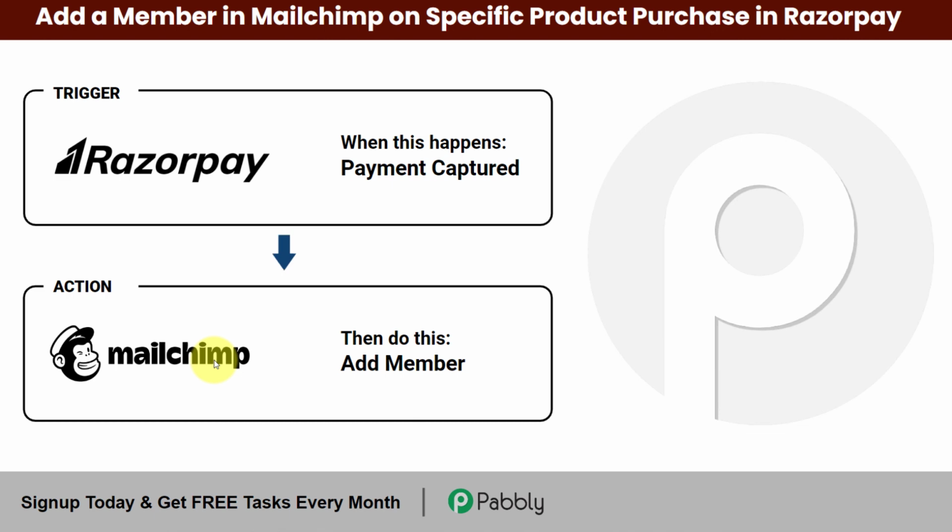Now, how can we do that? For this, we will have to integrate the two applications, and we can do the same using Pabbly Connect. So here your trigger application will be Razorpay and your action application will be Mailchimp. Now, to understand how you can integrate and automate this entire process yourself, let's start.